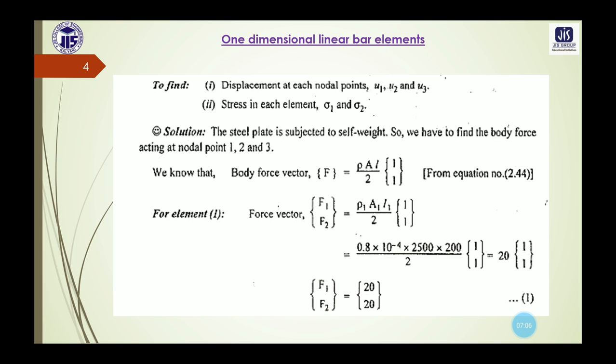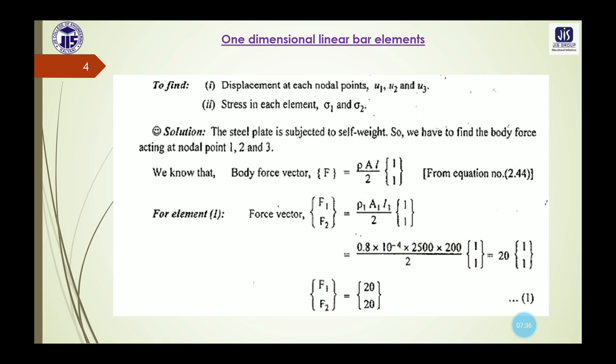Now for the element 1, we can write the body force corresponding to its nodes, which are 1 and 2. So that means the forces will be acting on node 1 and node 2. So we have written F1 and F2 in the left hand side, and in the right hand side we need to write rho 1 A1 L1 divided by 2 multiplied by the column matrix 1, 1.